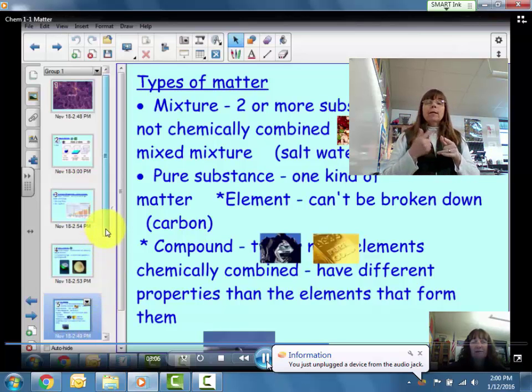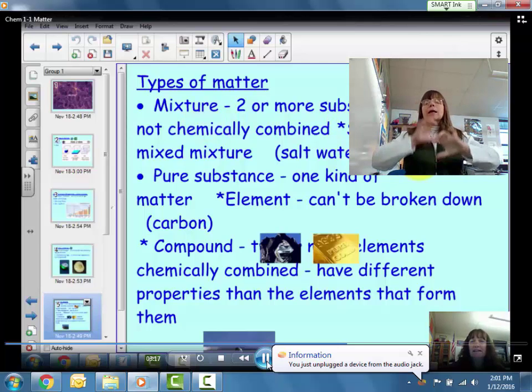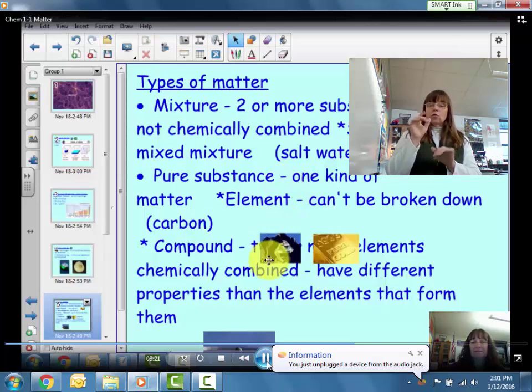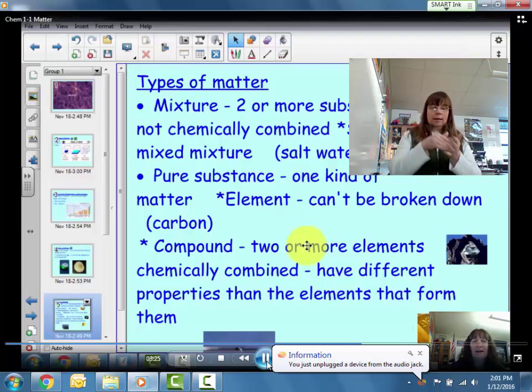Then we have types of matter. There's mixtures, and a mixture is when you have 2 or more substances that are mixed together, but they're not chemically combined. What that means is that you can get those things back. You can pick them out of that mixture. There's a special kind of mixture called a solution, which is a well-mixed mixture. It might look like it's one thing, but you can still get the parts out.